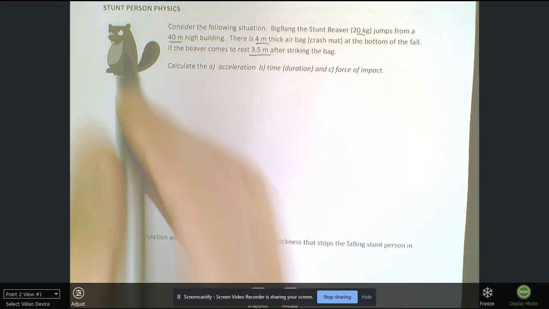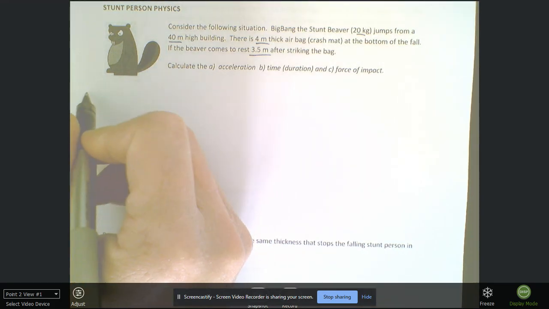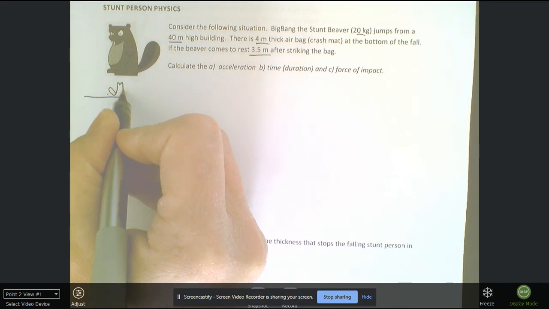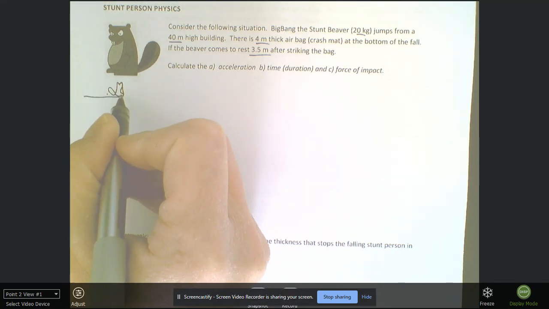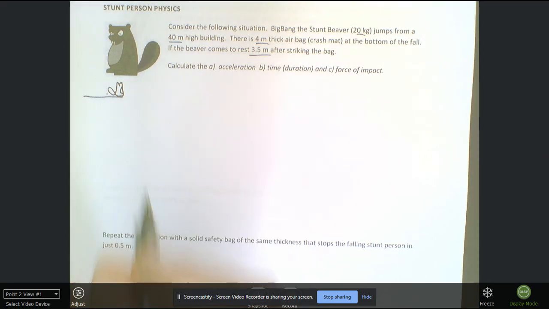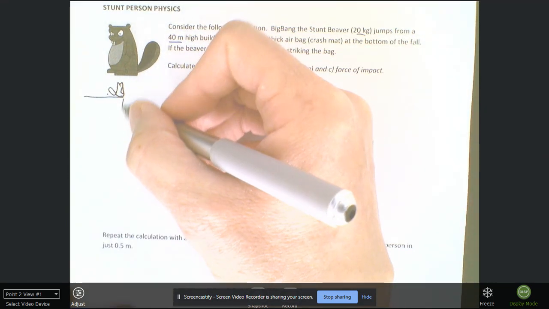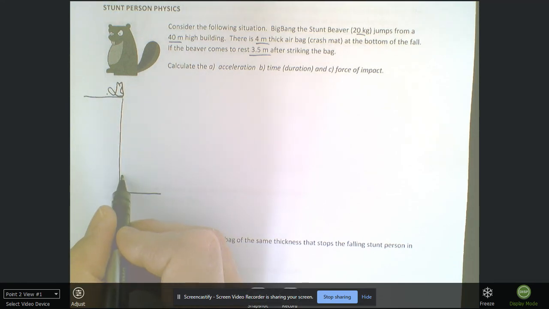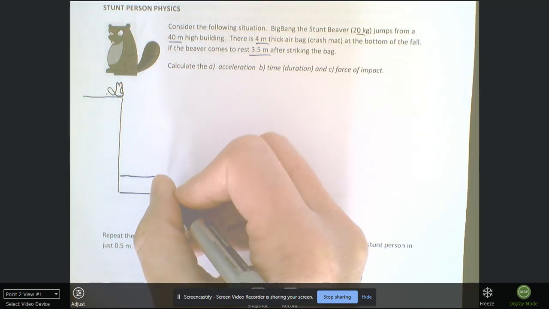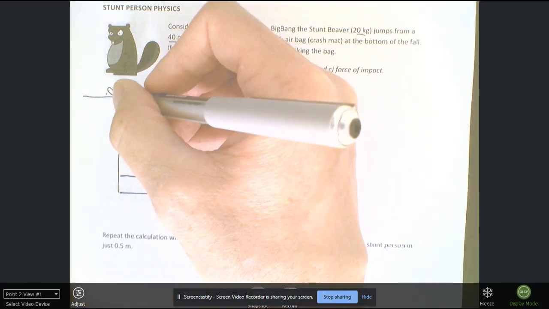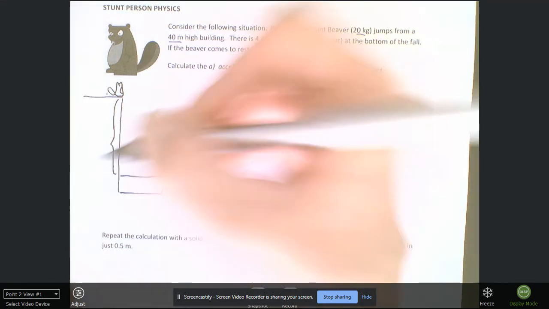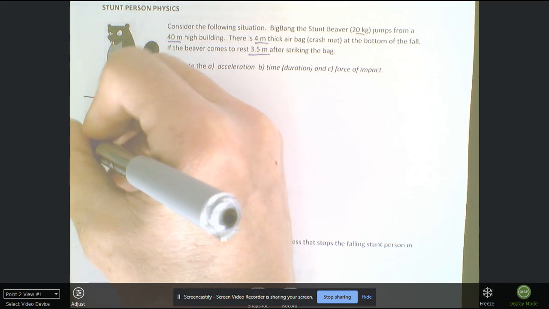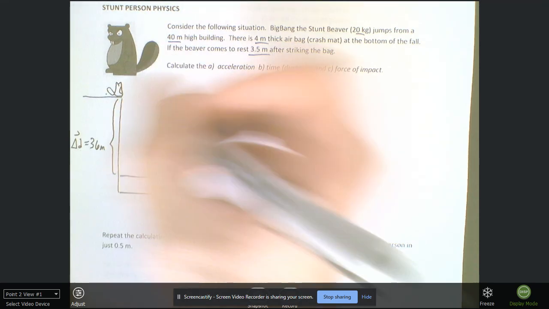Okay, so here's the beaver. I'm going to draw him here at the top of the hill. Oh, yeah. There's a drawing. Okay. And he's going to jump, and it's 40 meters to the ground. There's an airbag, so we know that's 4 meters. If the whole height is 40 meters, this is 36 meters.